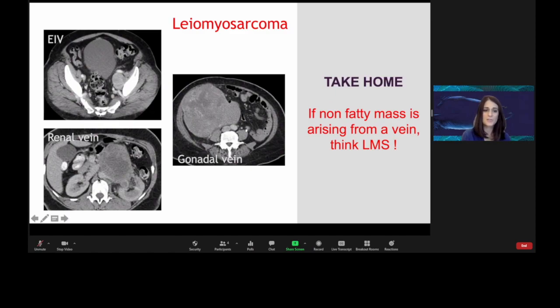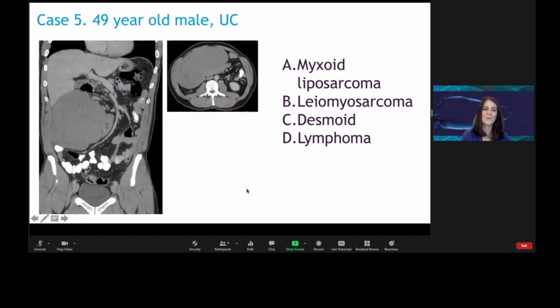Just to show you some examples, this is one coming off the renal vein. This is the external iliac vein leiomyosarcoma that resulted in the PEs that I showed you at the beginning. And this huge one was actually coming off the gonadal vein. So remember to think about the origin of the mass. Okay, let's go on. The clinical history here is really important.